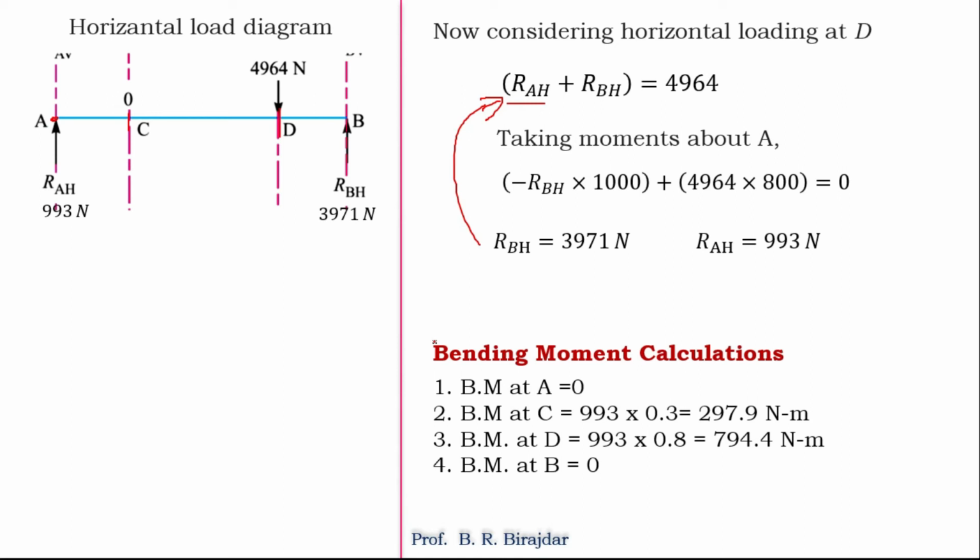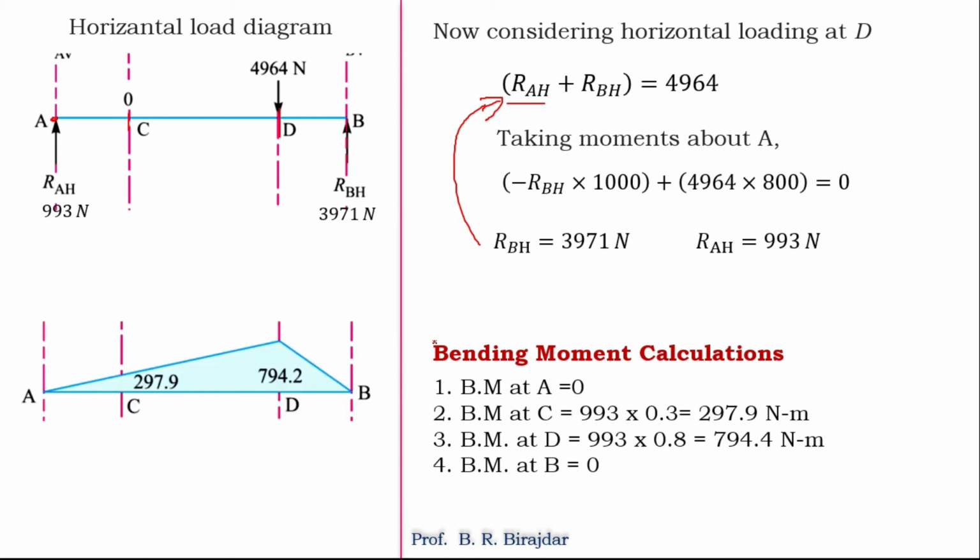So in this way we calculated the bending moment at all points. Now we will try to calculate the bending moment diagram. Here the bending moment at point A is 0, and at point C you get 297.9, plotted by vertical distance to an appropriate scale. The bending moment at D is 794, so somewhere here you will get the point 794, and the bending moment at point B is 0. After joining all these points, you will get this bending moment diagram.